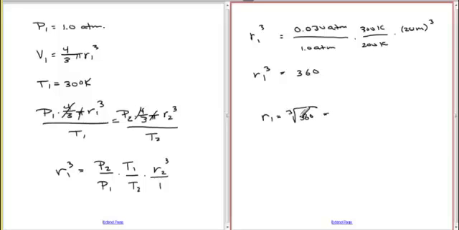Therefore R1 is equal to the cube root of 360, which is the same as raising it to the 1/3 power. And I get 7.1 meters. That makes sense because weather balloons get larger as you go higher in altitude, so you'd expect the initial radius to be smaller. And let's just check the answer. And that's correct.